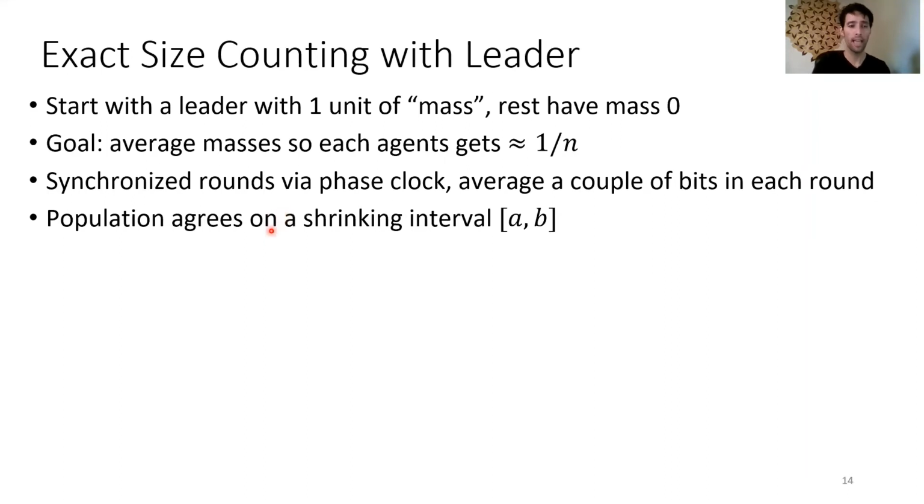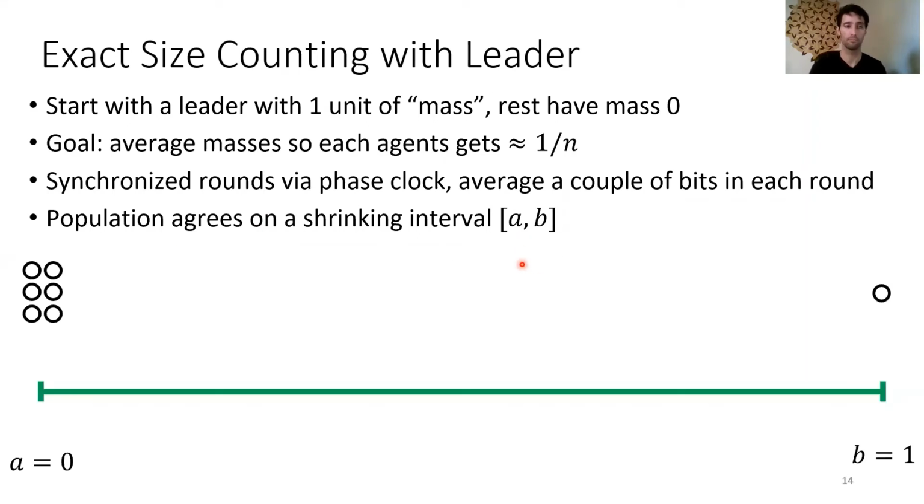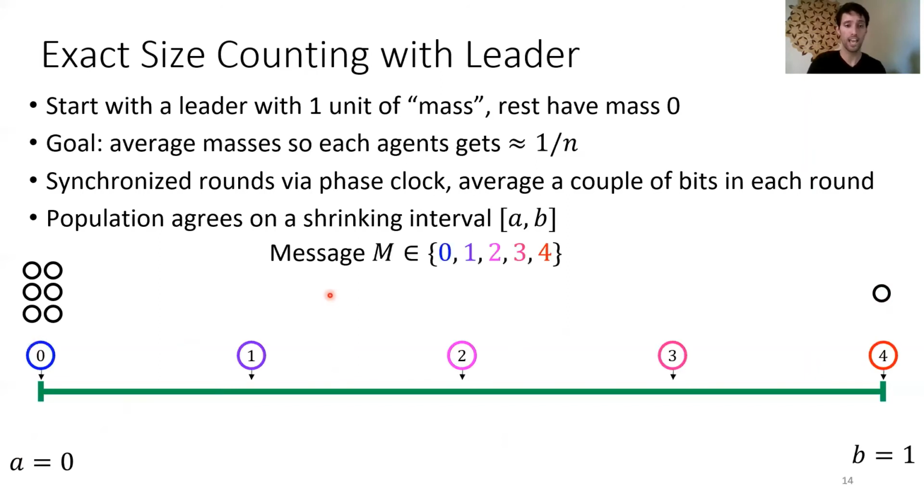And at all times after every round, the population is going to agree on a shrinking interval, AB, that contains all of the masses in the population. So at the very beginning, the range is between 0 and 1, and the leader has 1 unit, every other agent has 0. And then our message set is going to be 5 possible messages, 0 through 4. And we interpret those messages as being units of weight. So at the very beginning, the units are in fourths. So the leader has a message of 4 fourths, and the others have a message of 0.